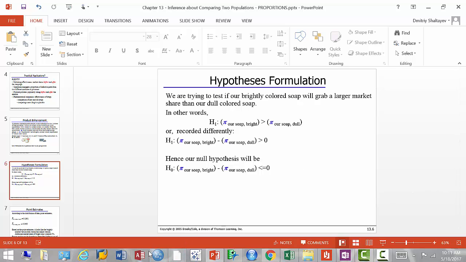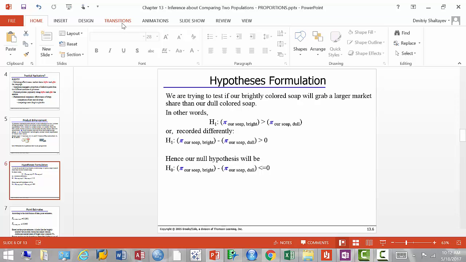And we expect the brightly colored soap to outsell the dull colored soap, right? More specifically, not just in numbers, like we sell more bars in supermarket number 1. It could be that supermarket number 1 is bigger in general, right? It's located in a more densely populated area, it has more customers, etc. Right? So we're not just looking at numbers sold because other companies can also sell more bars.